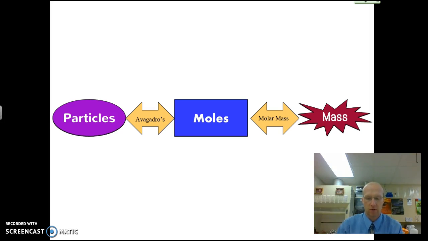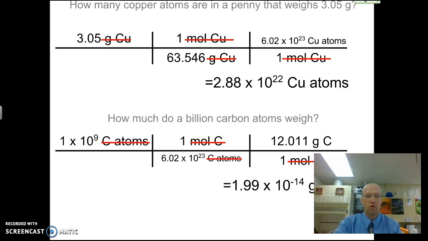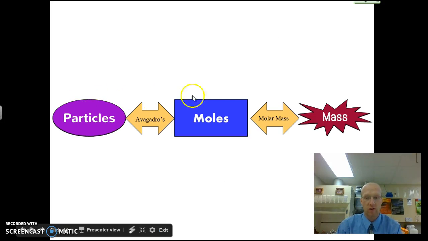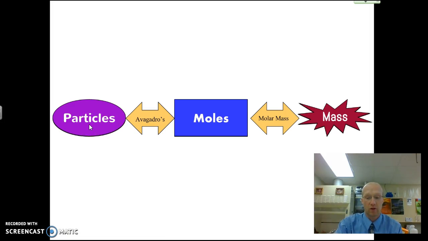I would rather have you think consciously about that rather than looking at some diagram to always guide you through it. We should now be able to do 2-step calculations where we are going all the way from one side of this, particles, into a mass, or from a mass into particles. That's going to be a 2-step calculation.